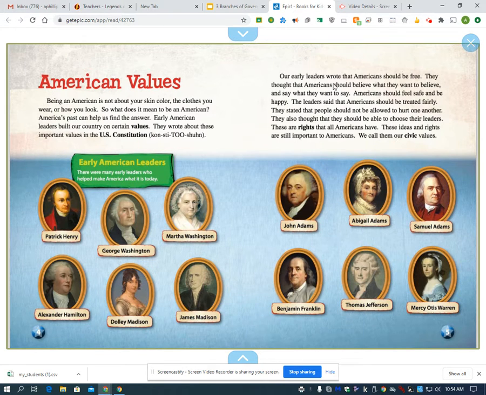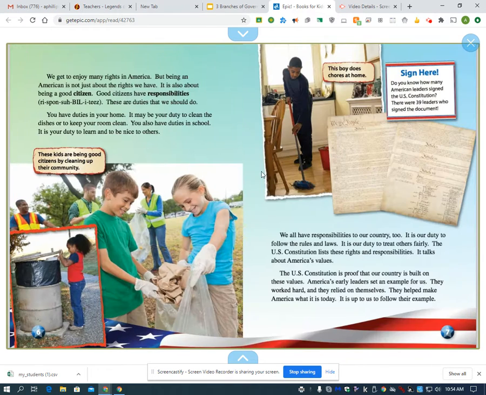Our early leaders wrote that Americans should be free. They thought that Americans should believe what they want to believe and say what they want to say. Americans should feel safe and be happy. The leaders said that Americans should be treated fairly. They stated that people should not be allowed to hurt one another. They also thought that they should be able to choose their leaders. These are rights that all Americans have. These ideas and rights are important to Americans. We call them civic values.